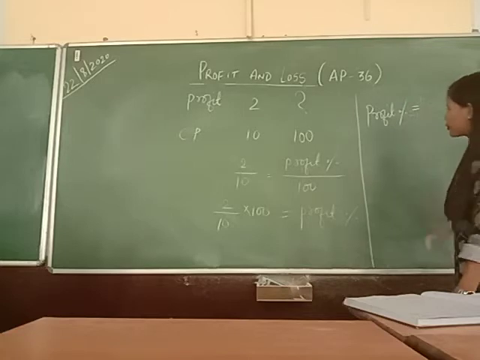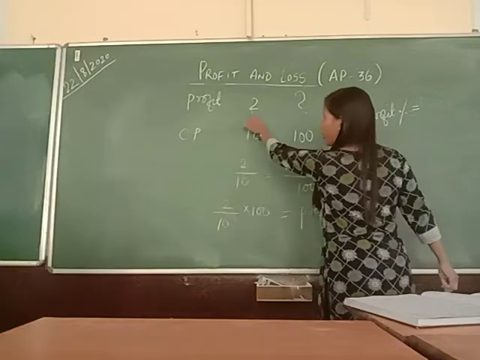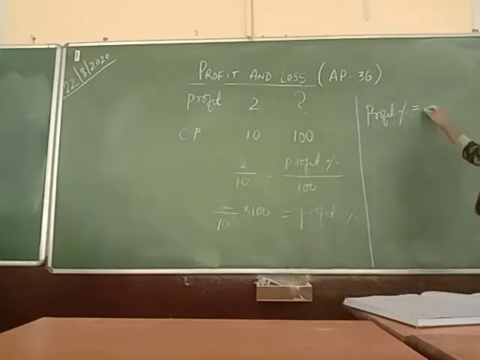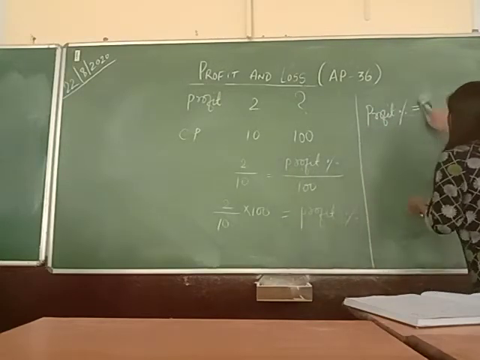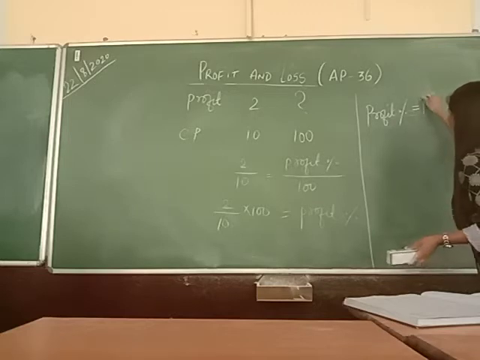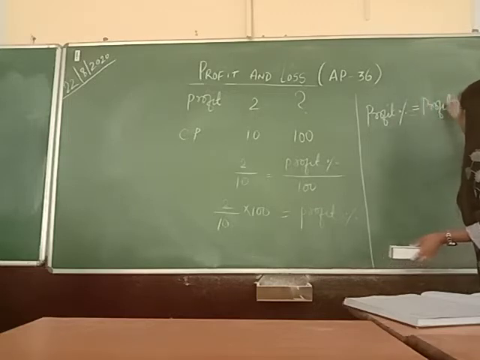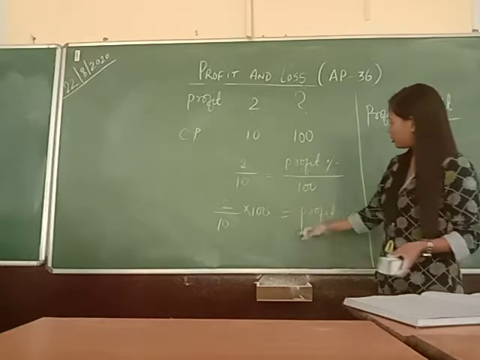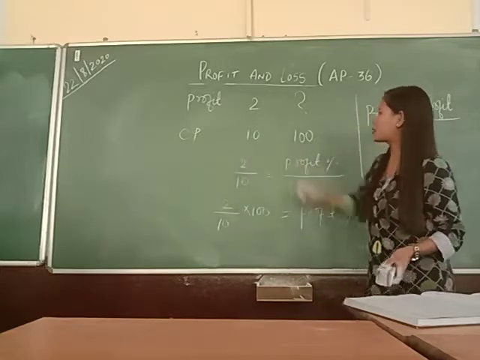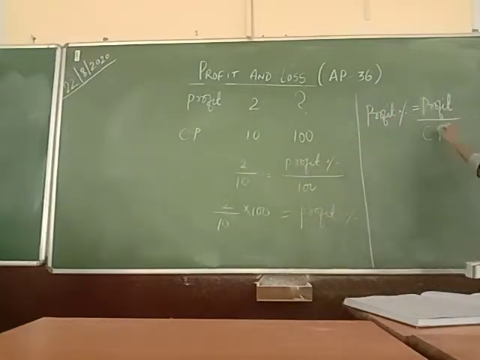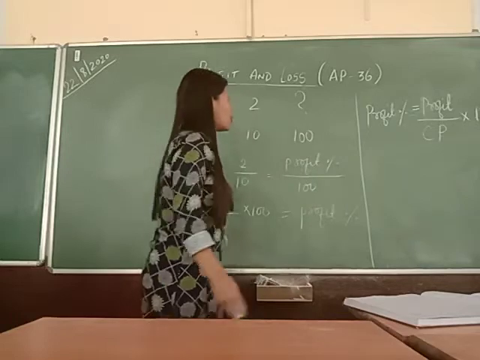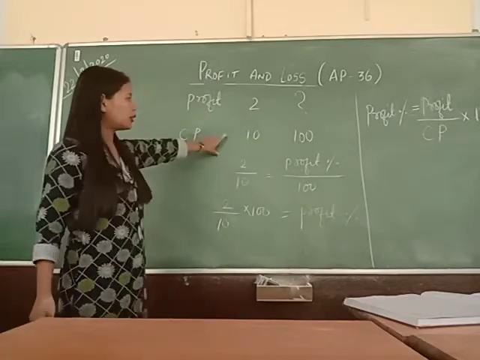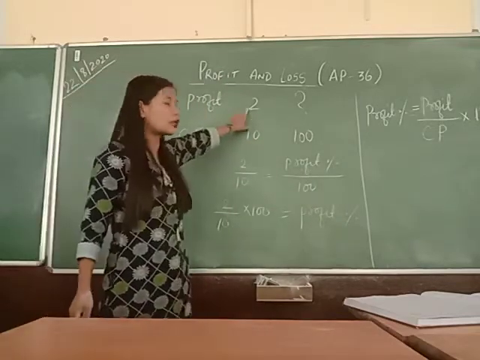So if you look at this, then profit percent will be equal to 2, what is this? This is the profit here, isn't it? So profit percent equals profit divided by 10, what is that? That is the cost price. So this is the cost price into 100. So if we use this formula, the profit percent that we got was 20%.